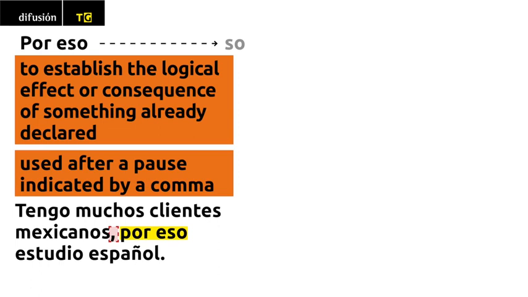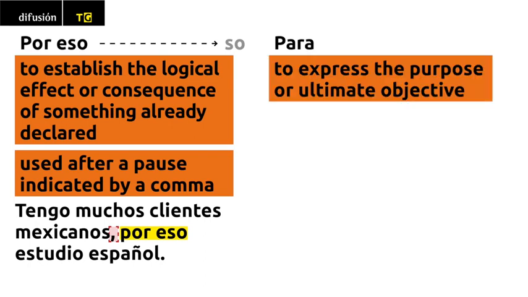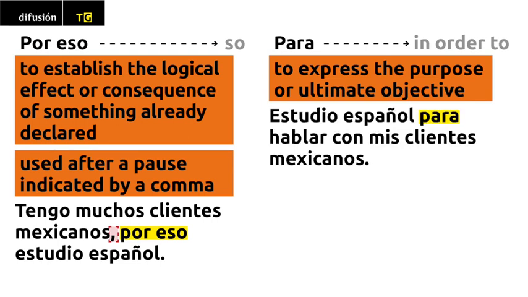Finally, the connector para allows us to express not the cause of the main idea in the sentence, but rather the purpose or ultimate objective. It is often used when people would say, in order to, in English. Estudio español para hablar con mis clientes mexicanos.